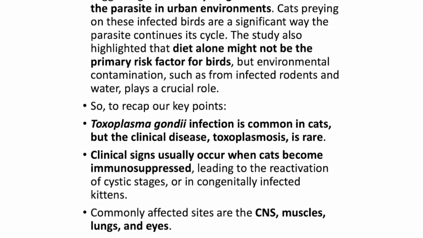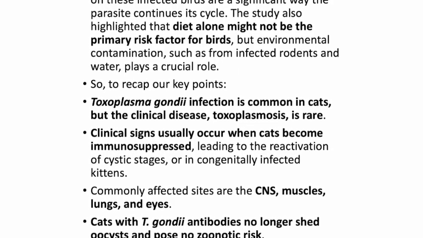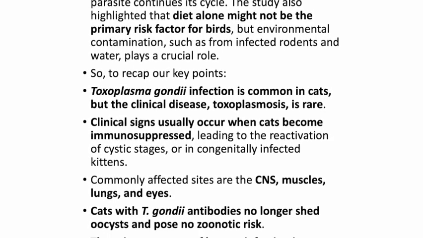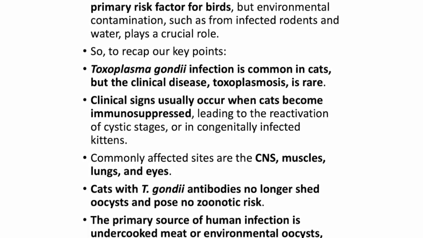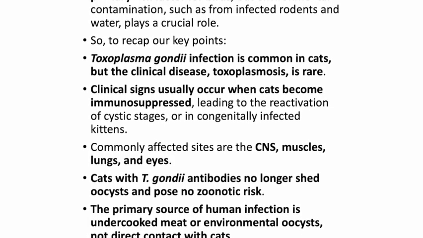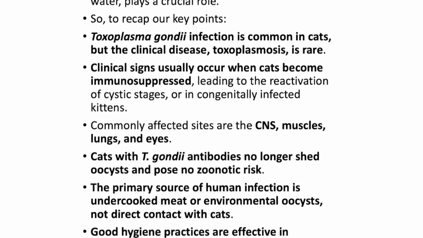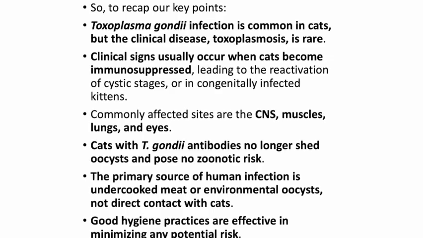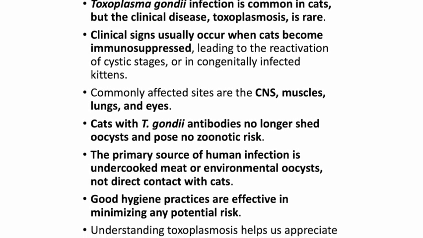Toxoplasma gondii infection is common in cats, but the clinical disease, toxoplasmosis, is rare. Clinical signs usually occur when cats become immunosuppressed, leading to the reactivation of cystic stages, or in congenitally infected kittens. Commonly affected sites are the CNS, muscles, lungs, and eyes. Cats with T. gondii antibodies no longer shed oocysts and pose no zoonotic risk.